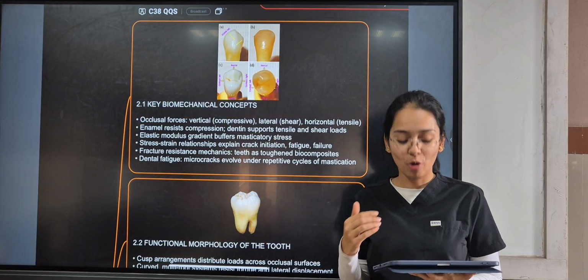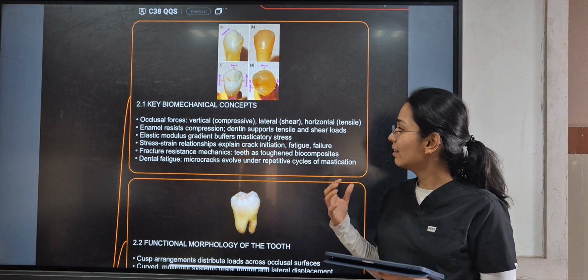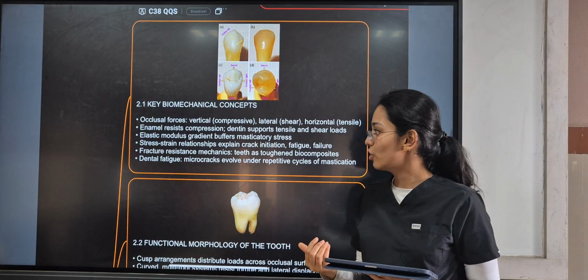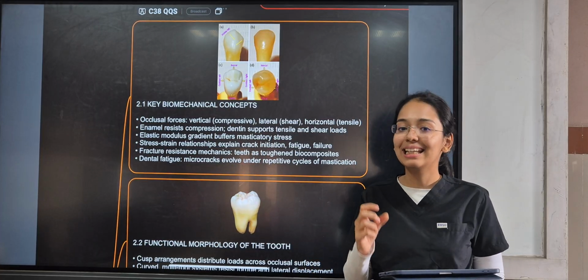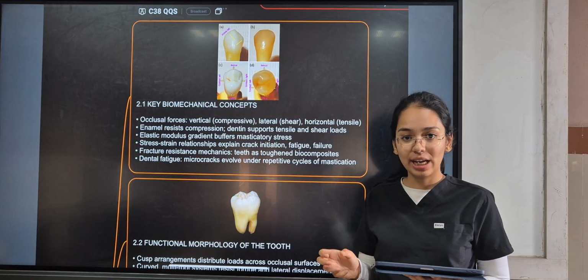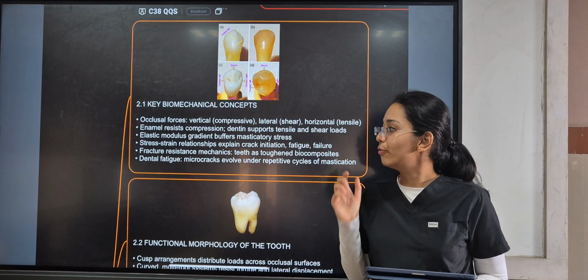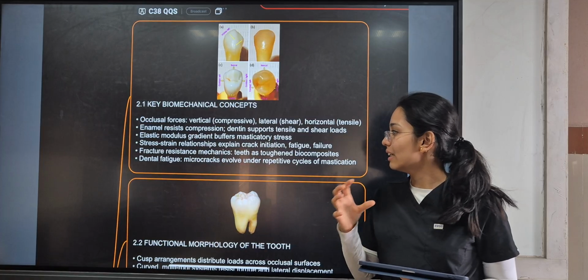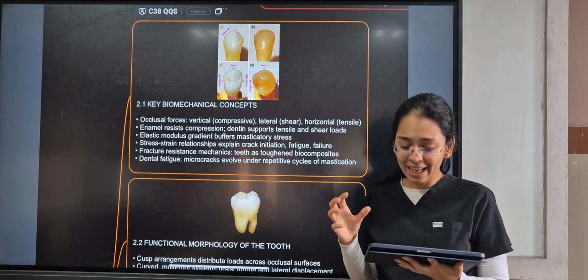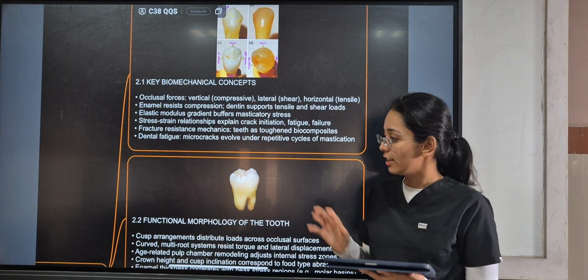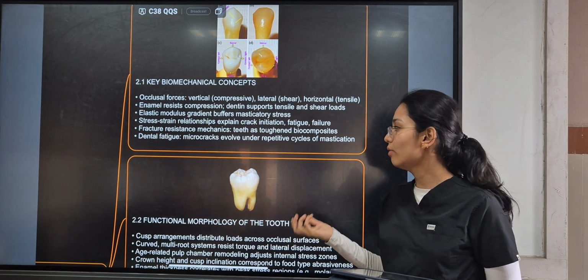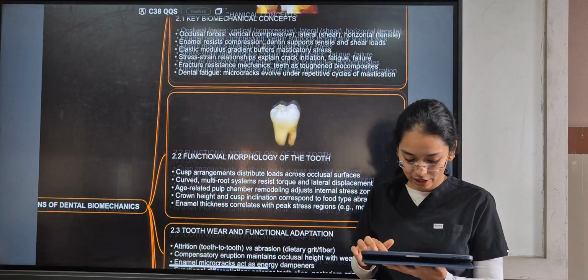The elastic modulus is a gradient that buffers the masticatory stress. There is a stress-strain relationship which explains the crack initiation, fatigue and failure of the tooth structure. Fracture resistance in mechanics is nothing but teeth as toughened composites. Dental fatigue refers to the microcracks that evolve under repetitive cycles of mastication.